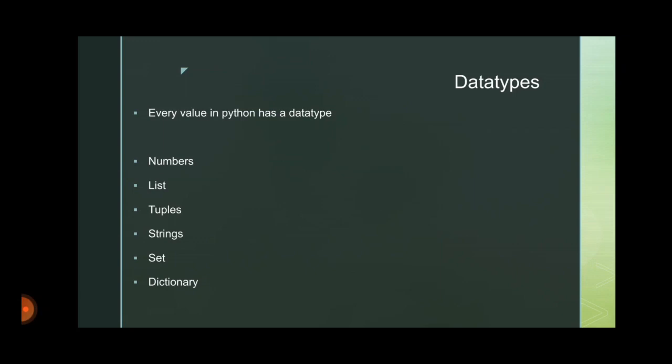Every value in Python that we use has a data type. Without mentioning the data type or without the consideration of data type, we can't use any types in the Python program. The included data types are numbers, list, tuples, strings, set and dictionary. These are the important data types in Python.